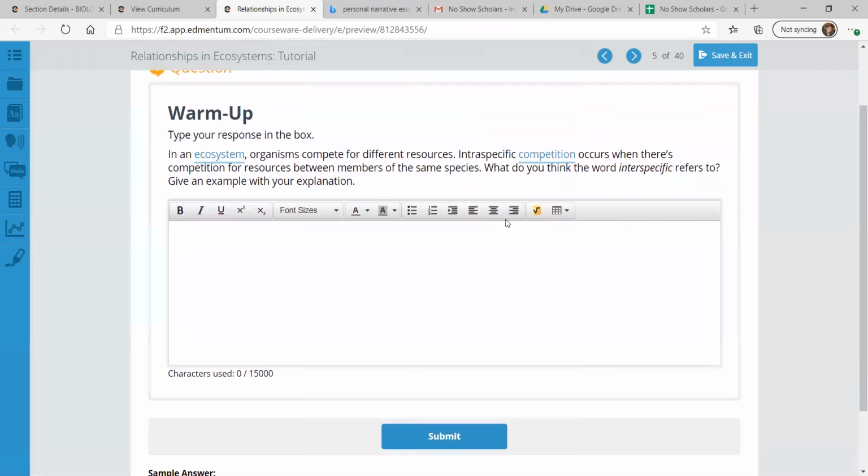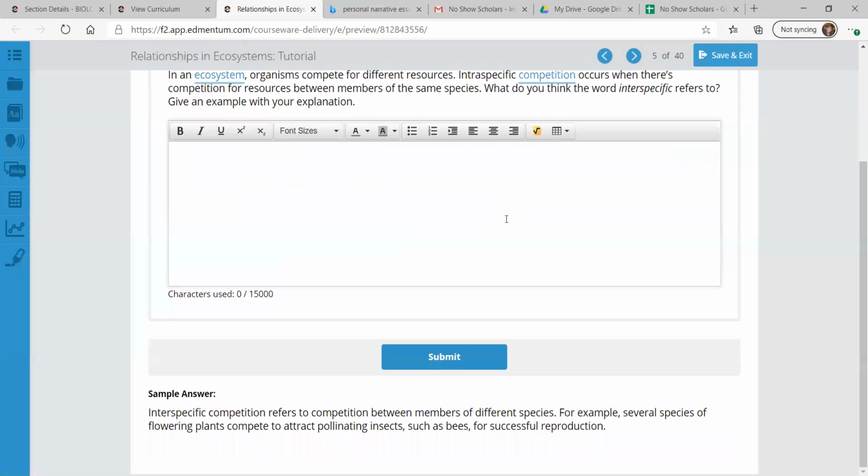They start off with a warm-up. In an ecosystem, organisms are competing. They're always competing for resources. Intraspecific competition occurs when there's competition for resources between members of the same species. So given that information, what do you think interspecific refers to? And give an example with your explanation. You can pause the video, or I'll just give you a sample answer.